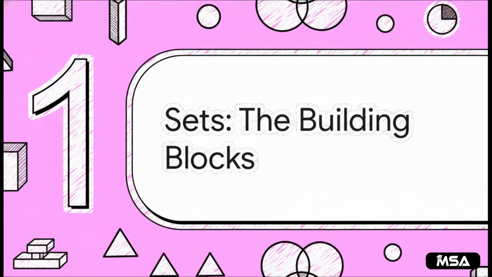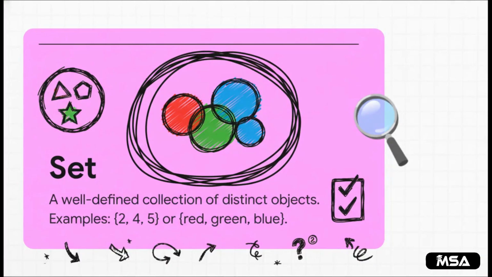All right, so let's zoom in and make sure we have a crystal clear understanding of these building blocks before we start actually putting them together. Okay, so here's the official definition. A set is a well-defined collection of distinct objects. Now, the two magic words here are well-defined, which just means we know exactly what's in or out, and distinct, which means each item only shows up once. So it could be a set of numbers, like 2, 4, 5, or it could be a set of colors, like red, green, blue. Pretty simple, right?